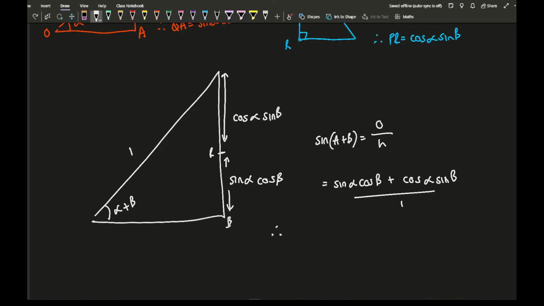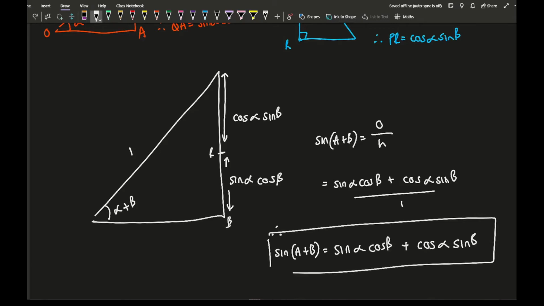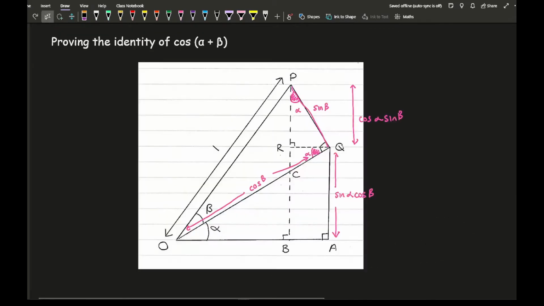So therefore we know that sine alpha plus beta, that compound angle, is going to be equal to sine alpha cos beta plus cos alpha sine beta. And there we've proved one of our identities.